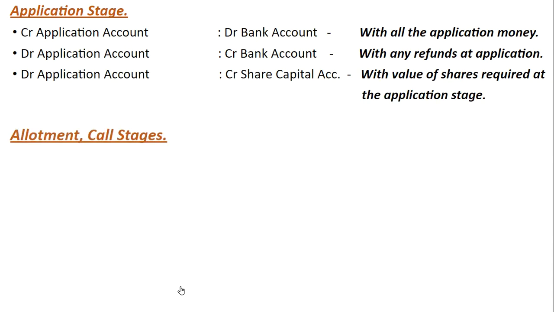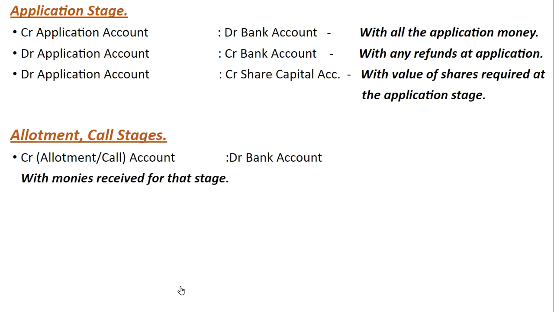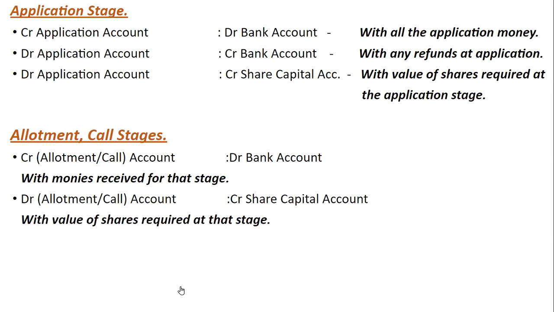Allotment or call stages. Credit allotment or call account and debit bank account with the monies received for that stage. Debit allotment or call account and credit share capital account with value of shares required at that stage. I have put out an illustration that we are going to use to put in practice these accounting entry notes.